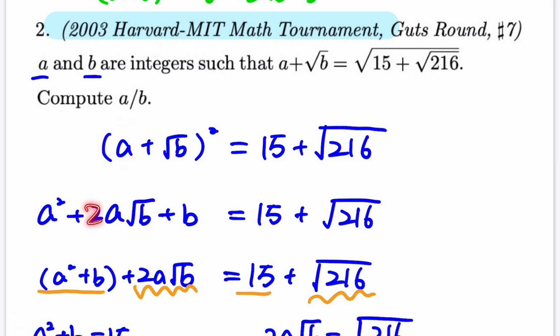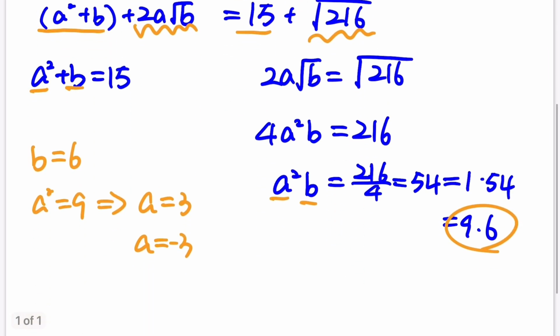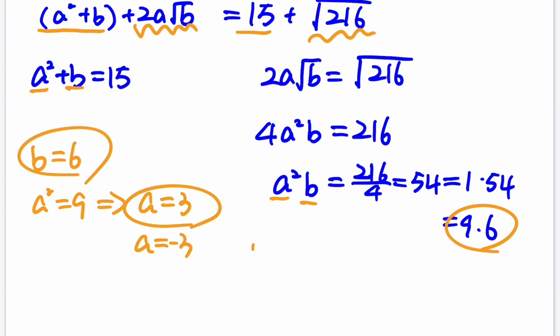Because 2 is positive, square root of b is positive, then the sign of the square root part totally depends on the sign of a. And since it's positive, a has to be positive as well. So a is equal to 3, b is equal to 6. Then eventually a over b is equal to 3 over 6, or 1/2.